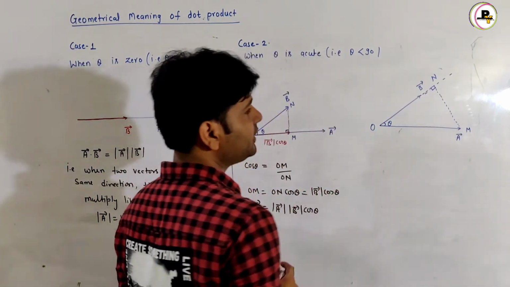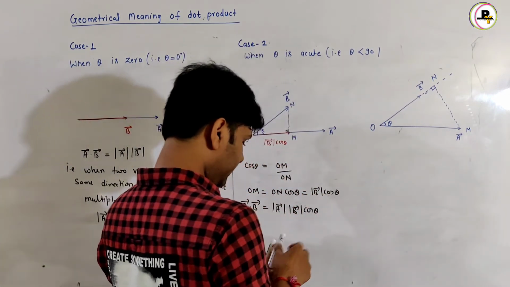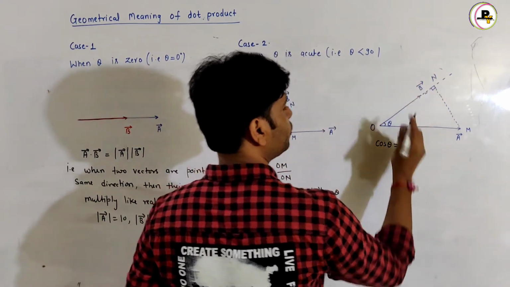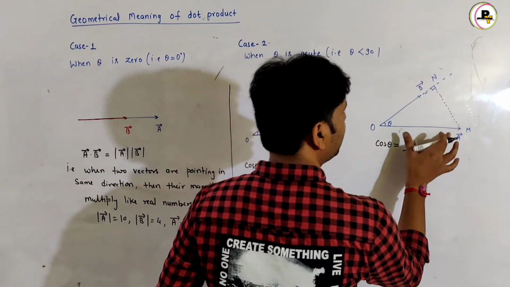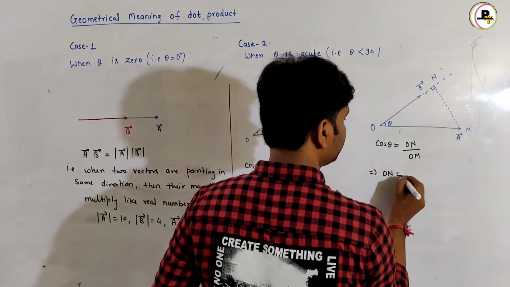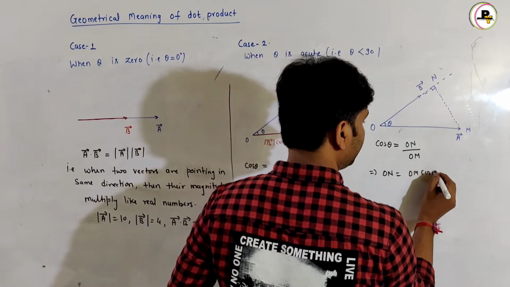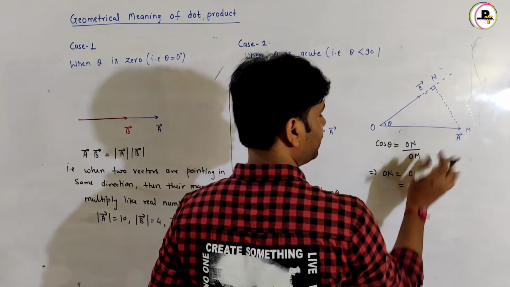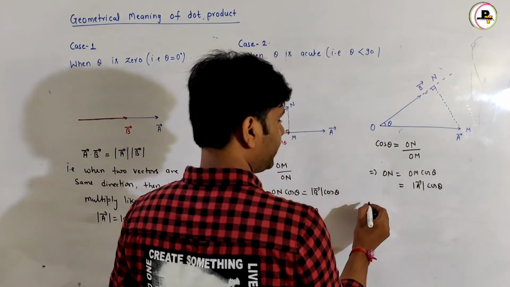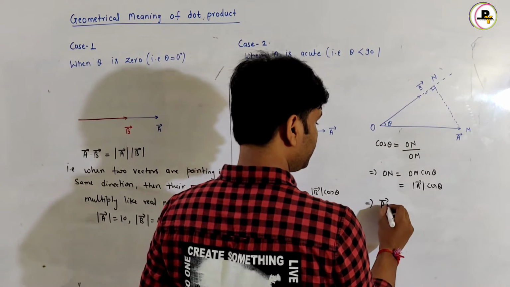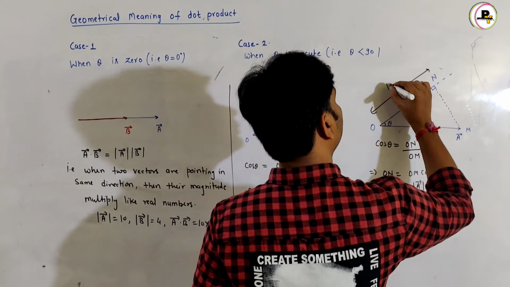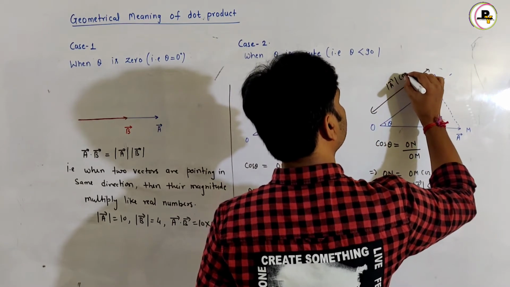Suppose this is O, this is N, and this is what? M. So in this case, cos theta is equal to what? Adjacent is what? ON, and hypotenuse is what? It is OM. Therefore ON is equal to what? It is OM cos theta, and OM is what? OM is mod of vector A. So ON is mod of vector A into cos theta. Now in this case, I can write A vector dot B vector. This part is what? In this case, this part is mod of vector A into cos theta.